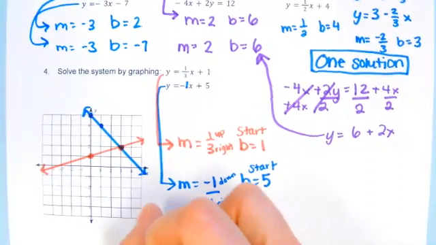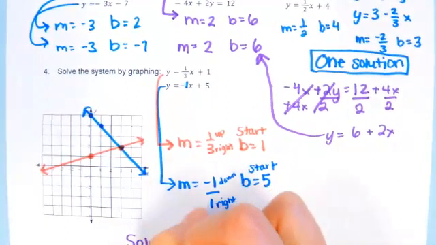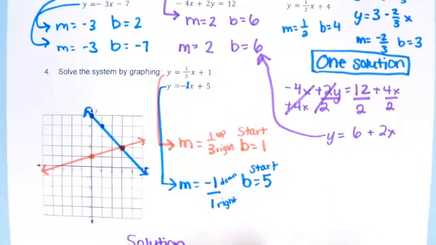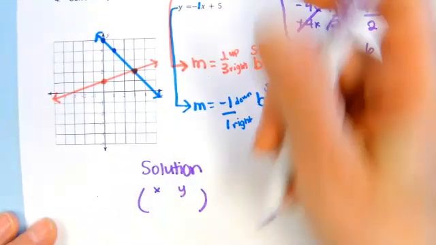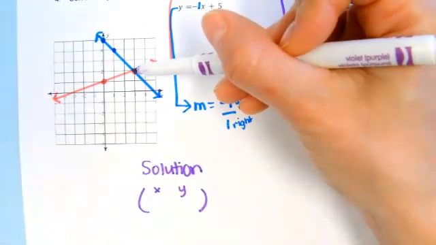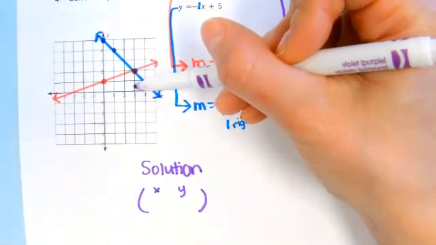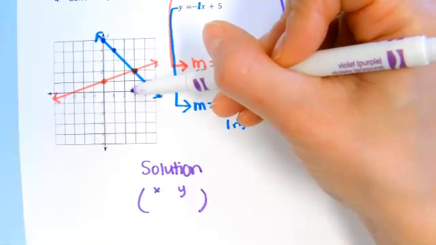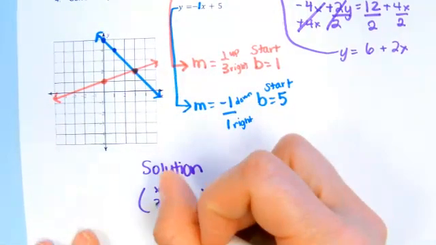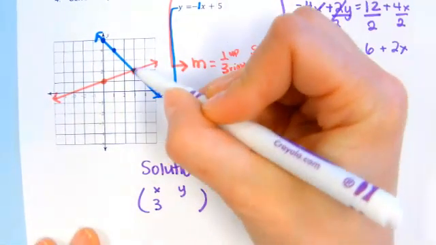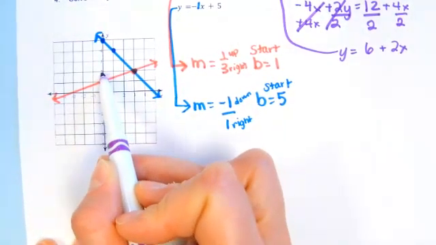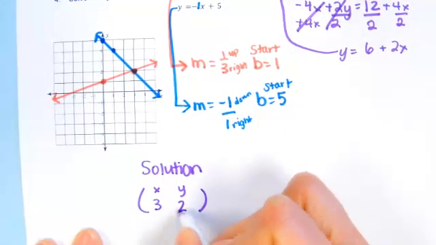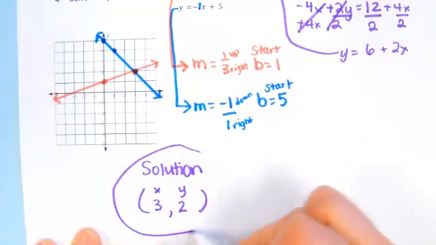So our solution to the system, the way we find that, remember, is we do x comma y. And so if I put my pen or my pencil right here and I follow it to the x-axis, that number is 3 for the x. If I go back to it and I put my pencil or pen on there and I follow it over to the y-axis, that number is 2. And so my solution is 3, 2.